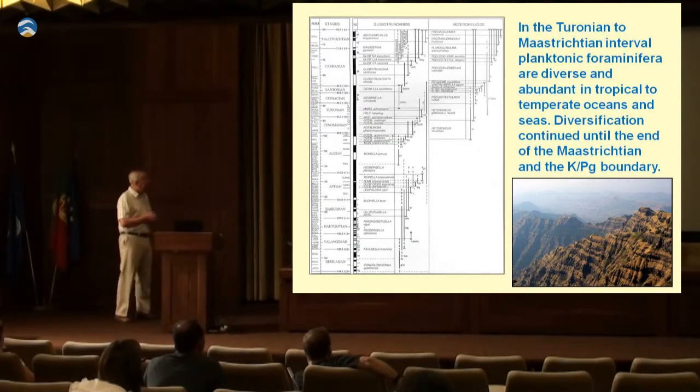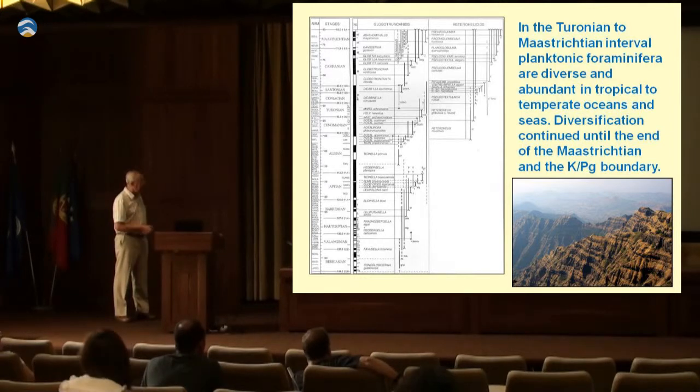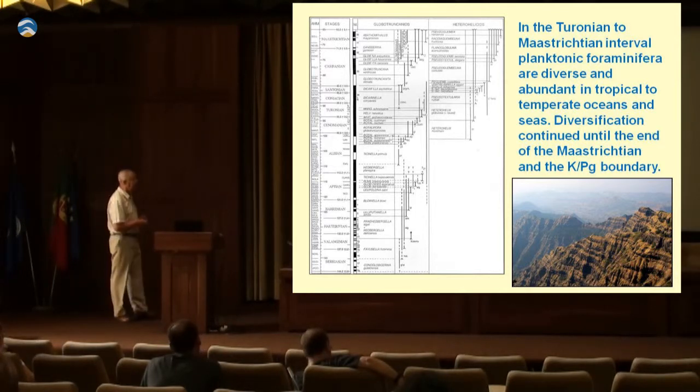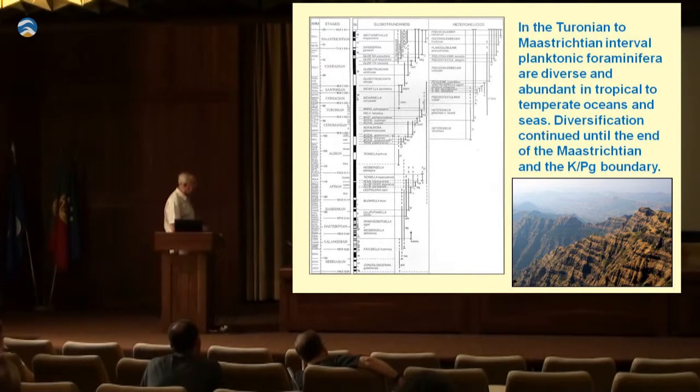But then, of course, as we come up through the succession, there's a great deal of discussion about what happened at the end of the Cretaceous. And one of the culprits, of course, for what happened then, and possible ocean acidification, is the major eruptions of the Deccan in India.